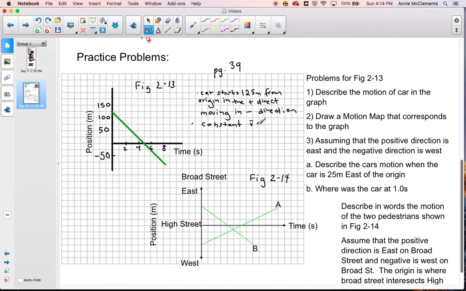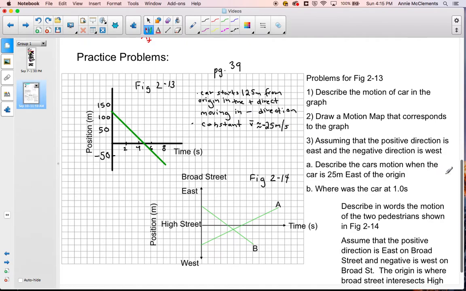of about 25 meters a second. I'm going to throw a negative sign in there for good measure because I know it's going in the negative direction. Therefore, its velocity must be negative, right? And that's pretty good for my description of the car's motion. The car starts at time 0, 125 meters from the origin in the positive direction. It's moving with a constant velocity of negative 25 meters per second in the negative direction, right? And that gives you a pretty good sense of the motion of the car.